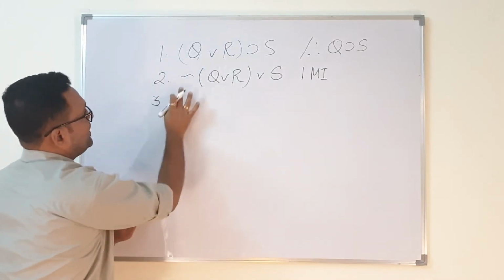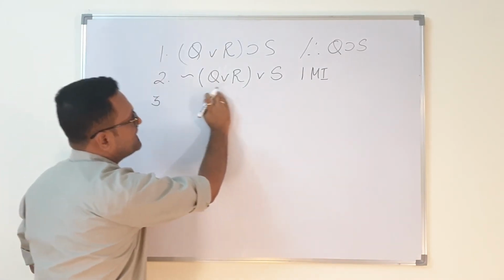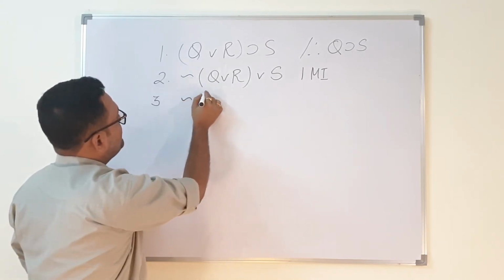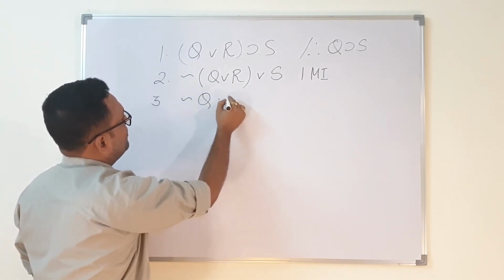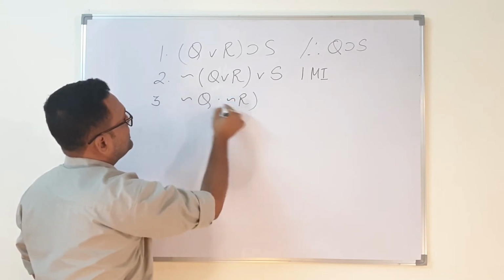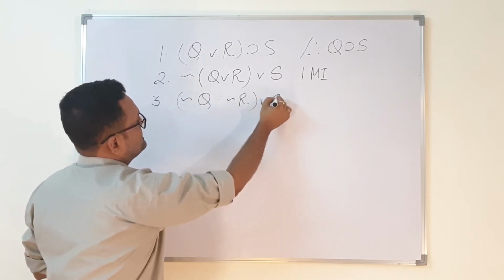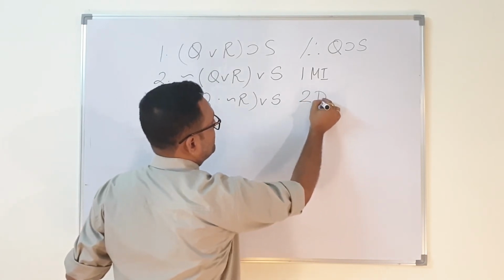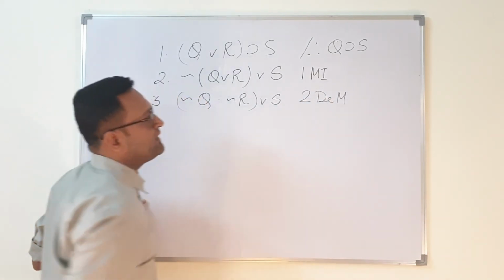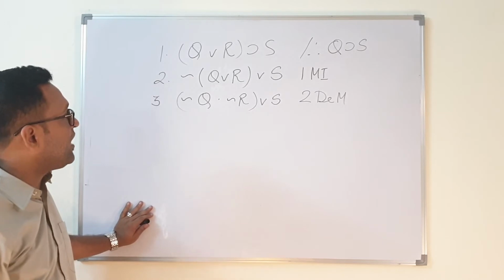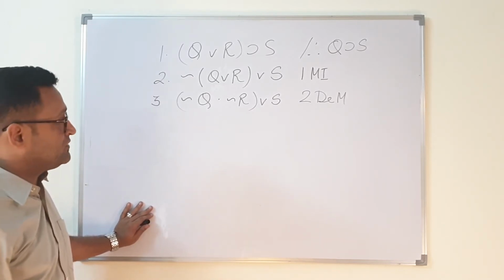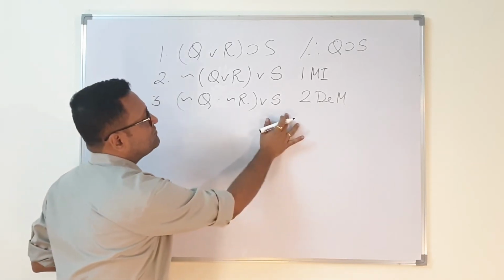Now I can see that there is a negation outside here, so we can use De Morgan's law. I will apply De Morgan's law: negation of Q dot negation of R wedge S. So this is going to be on to De Morgan's law. Fine. Now what to do? Let me tell you the truth. Now you can do distribution.